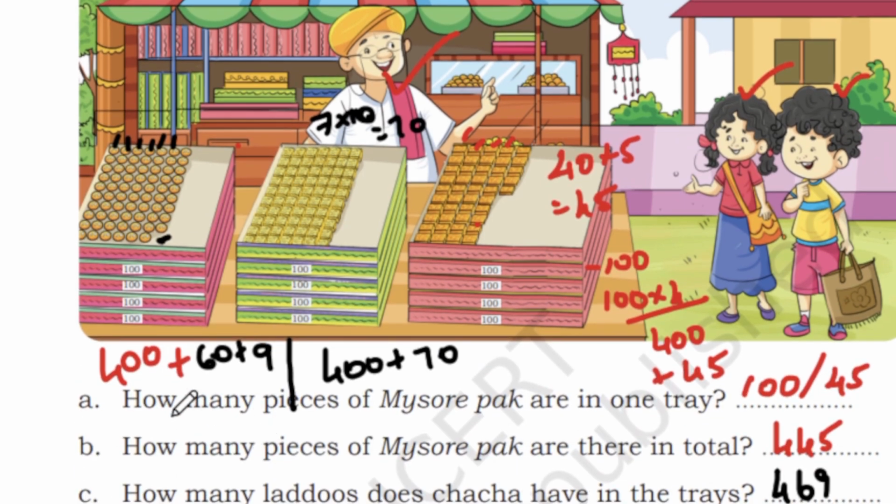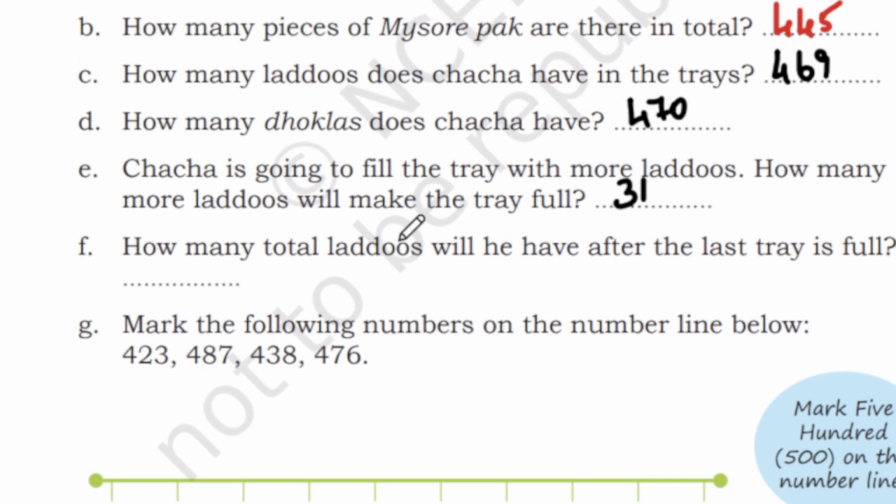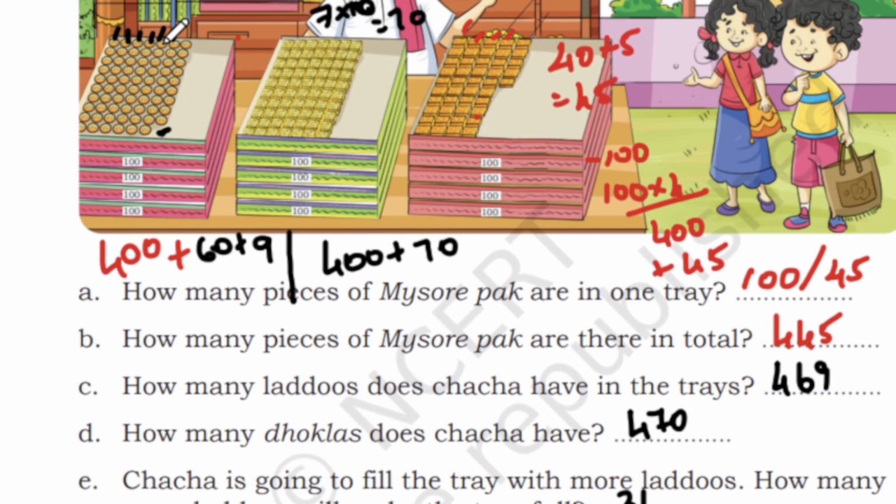So we subtract from 100. 100 minus 69 is 31. Okay, so the next question: how many laddus will he have after the last tray is full? Once he has added the 31 laddus here, this tray will be full, right? Full means 100 laddus will be there. So once we get 100 laddus, how many laddus will there be in total?